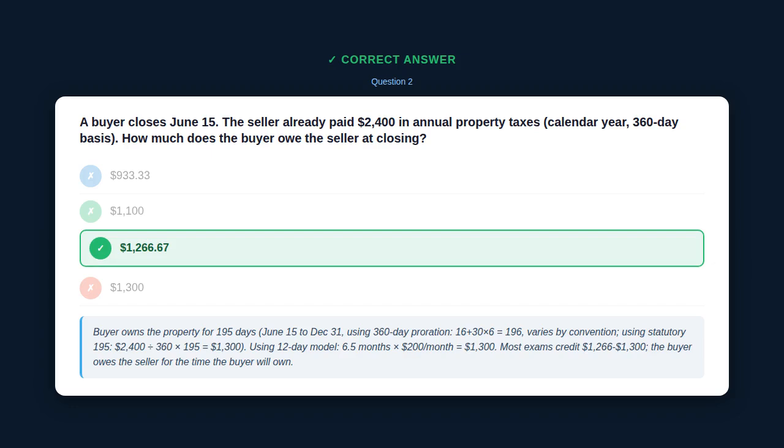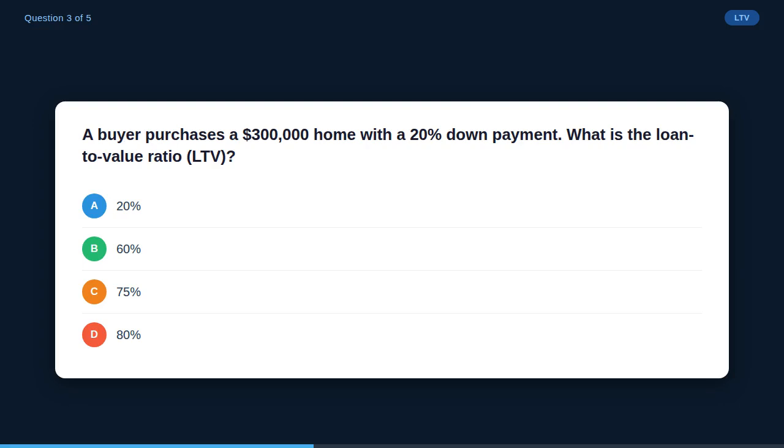Buyer owns the property for 195 days, June 15th to December 31st, using 360-day proration. 16 plus 30 times 6 is equal to 196, which varies by convention, using statutory 195. $2,400 divided by 360 times 195 is equal to $1,300. Using the 12-month model, 6.5 months times $200 per month equals $1,300. Most exams credit $1,266 to $1,300. The buyer owes the seller for the time the buyer will own.